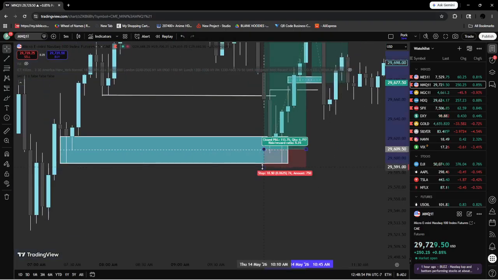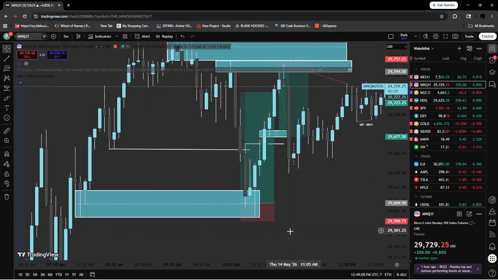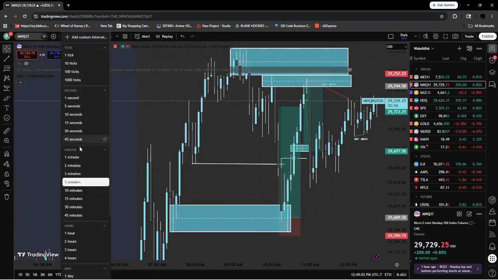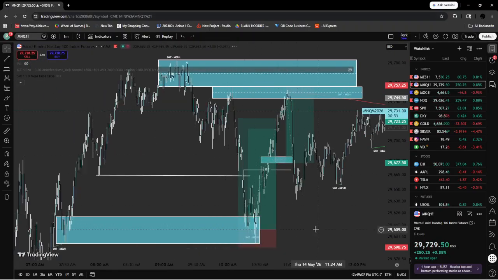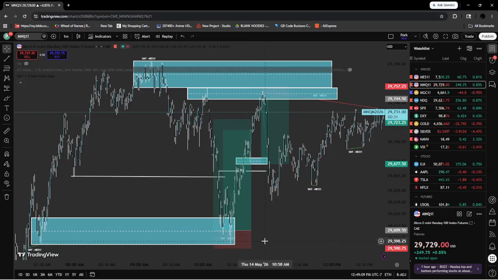But we're good, because when you order rejection blocks, you want to put your stop a little bit outside of it so it gives it some room to work in there. And that's exactly what happened today. We got that bull run. We ended up top or bottom ticking this, and it worked out perfectly.